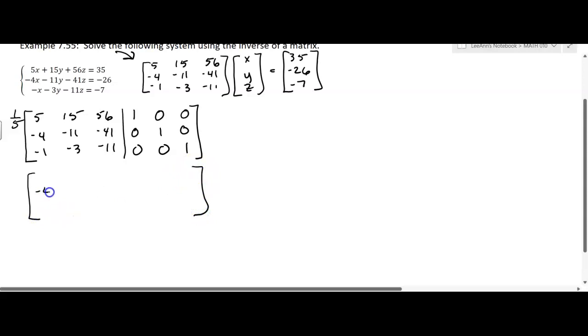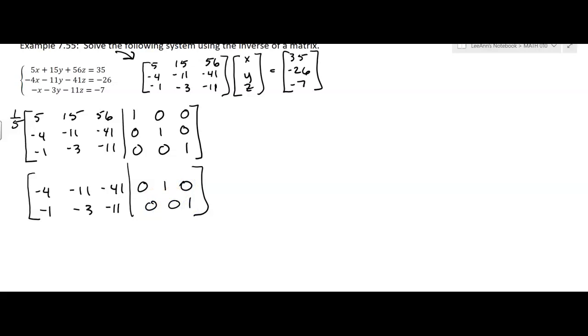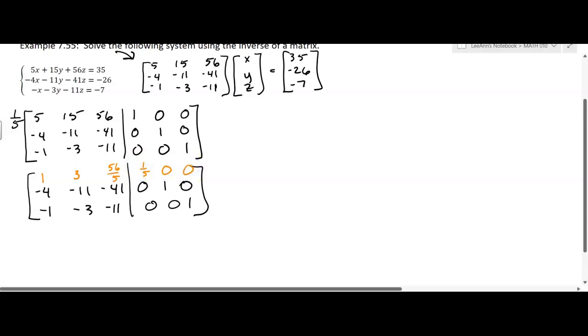Okay, so I'm going to copy down the rows that I'm not changing. And then the row that I am changing, I'm going to get 1, 3. Now I'm going to get 56 over 5. Now that's a fraction, but we're going to have to work with it. So 1/5, 0, 0.